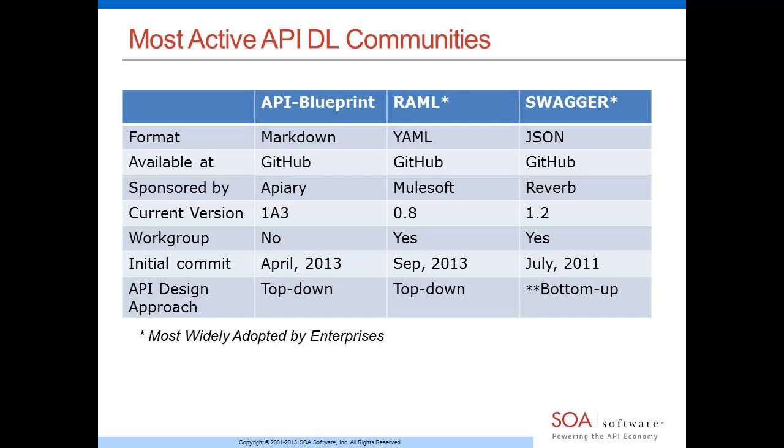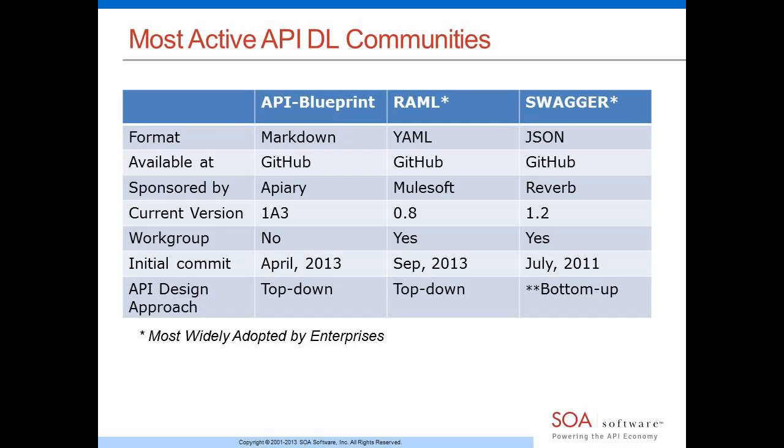There are work groups for RAML and Swagger. RAML has a very distinguished group of folks on its work group, and Swagger just started up a work group for its 2.0 work, which also has a pretty distinguished group of folks.